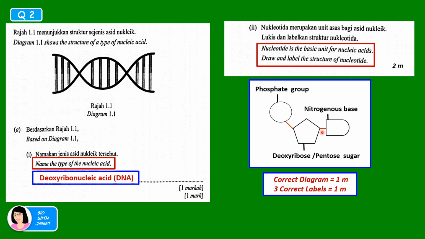1 mark. Okay, and then that means all these parts are joined together in the right sequence, the phosphate group first in the right position. Then sugar, the sugar is in the center, and then the base is at one end. 3 correct labels, 1 mark. So altogether 2 marks. Now, if you don't label the diagram, is it okay? No, if you don't label the diagram at all, or any of your labels are wrong, you will lose 1 mark.